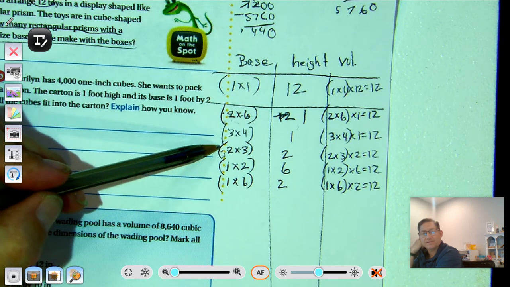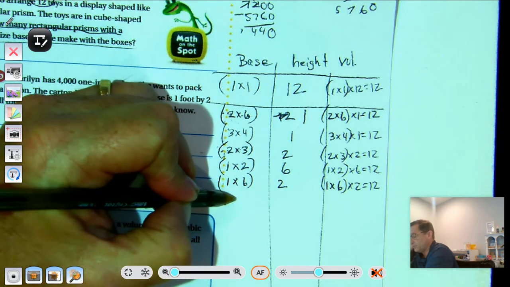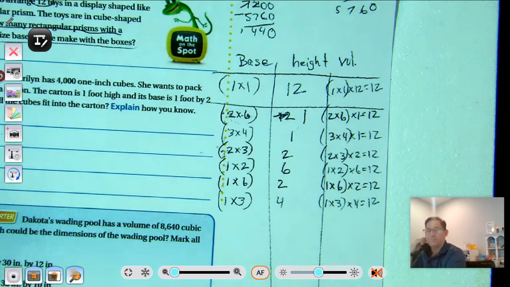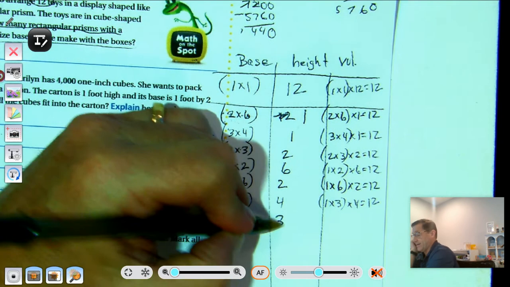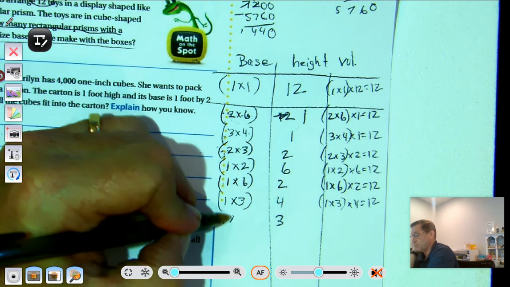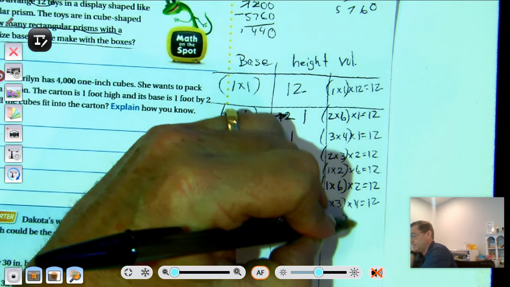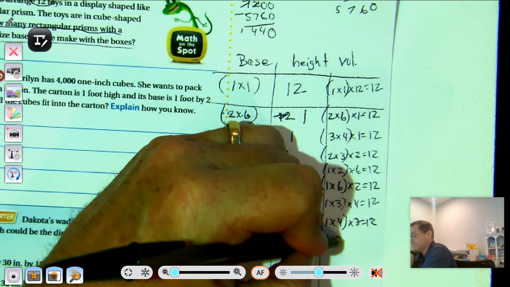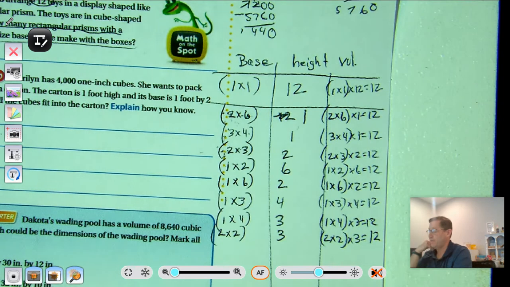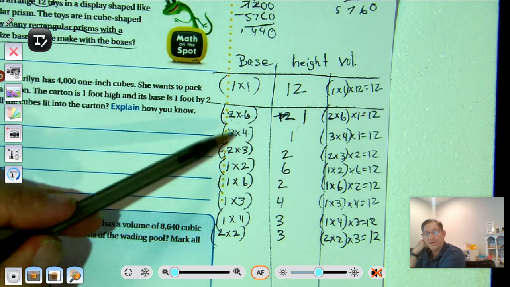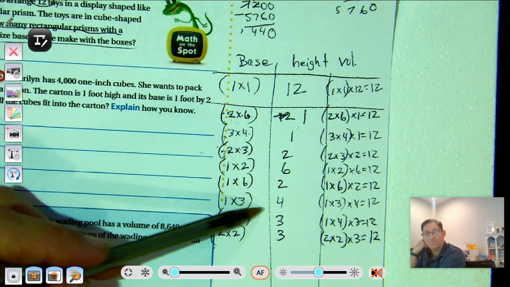How about 3? Is there a way of making 3? Sure. 1 times 3 times 4 equals 12. That's the only possibility of making 3, right? But I can make the height 3, right? Change this to the height, and that means my base has to be 4. Well, I could have 1 times 4 times 3 is 12. I could have 2 times 2 times 3. Okay, so those are the different ways of making 4, right? There's only 2 possibilities for 4. We've done 6 times 2.